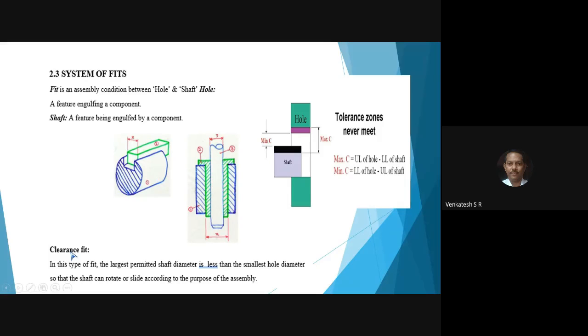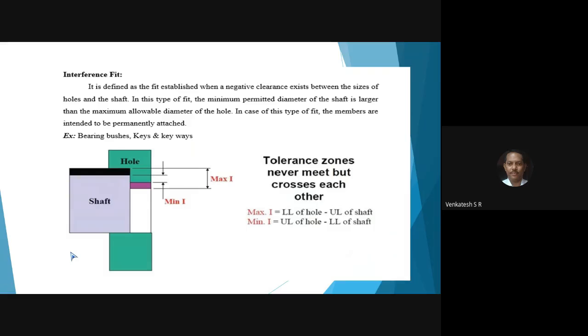Clearance fit. All of you observe here, for mechanical engineers this is very, very important. Diameter of the shaft less than the diameter of the hole, then the shaft moves easily inside the hole. Then it is called clearance fit. Then next one is interference fit.